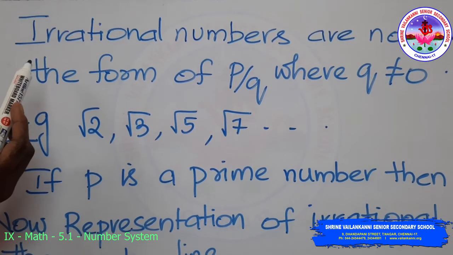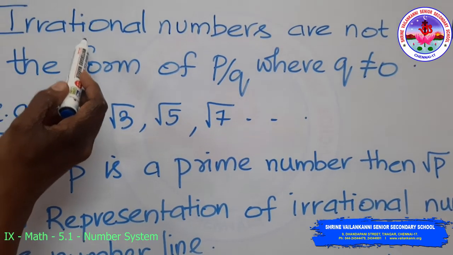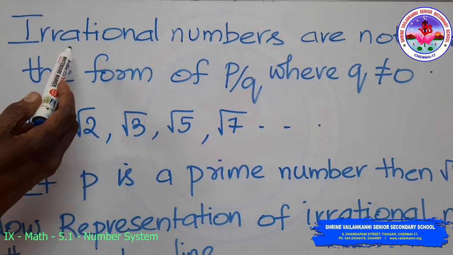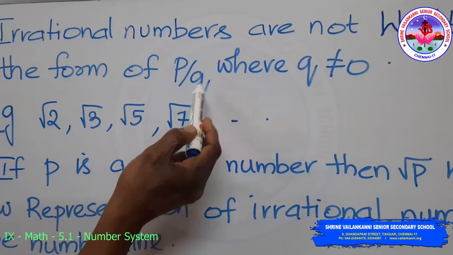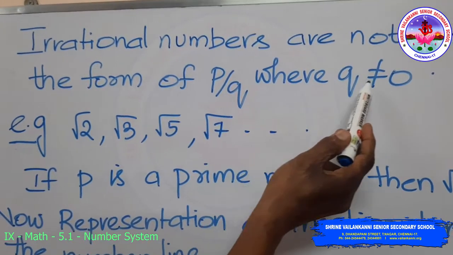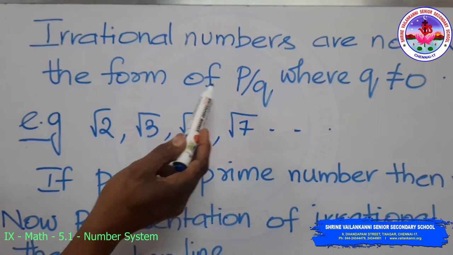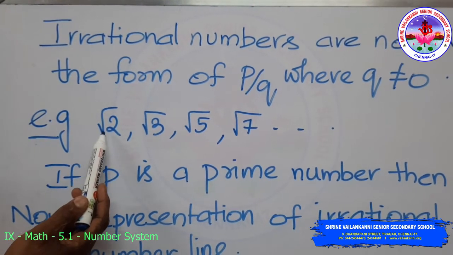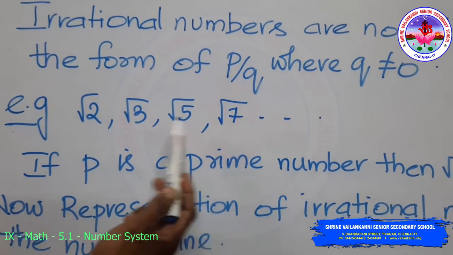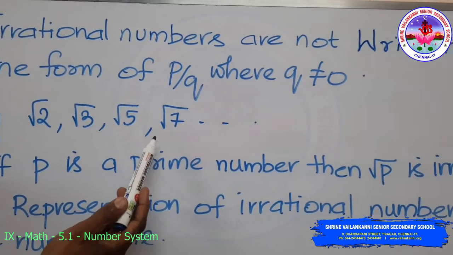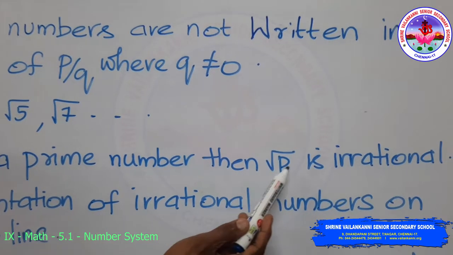Now we are going to talk about irrational numbers and the representation of irrational numbers on the number line in this exercise. So let us see the definition. Irrational numbers are not written in the form of p by q, that is fractional form, where q is not equal to 0. For example, root 2, root 3, root 5, root 7 and so on. These numbers are called irrational numbers. We have one property: if p is a prime number, then root p is irrational.